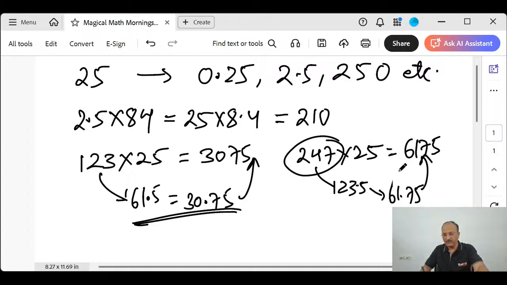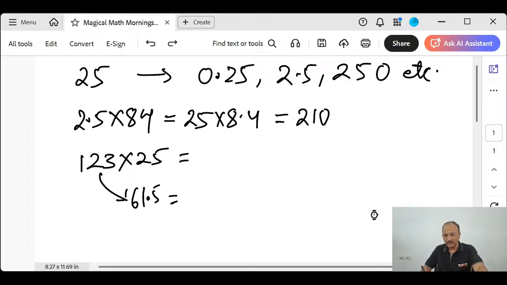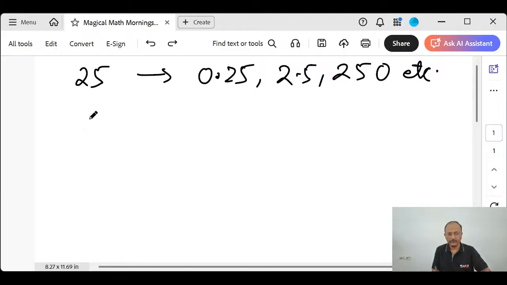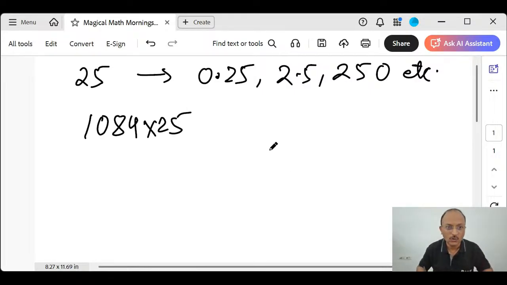Okay. Let's take one number. A couple more. We'll try little bigger ones. Maybe 4-digit numbers. 1084 into 25. Please try it. 1084 into 25.